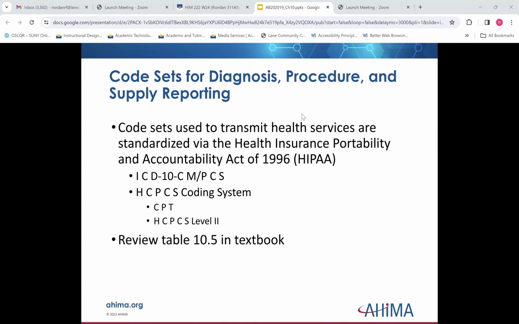And again, you may want to take a closer look at table 10.5 in your text that covers CPT and the HCPCS level 2 and the other coding sets, specifically ICD-10-CM for diagnosis coding, ICD-10-PCS for hospital-based coding.